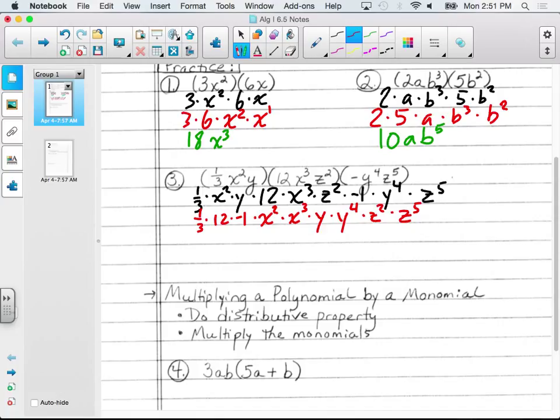So we dropped all our parentheses, put in all our multiplication signs, rearranged it. So now we just multiply everything out. 1/3 times 12 is what? 4. 4 times -1 is -4. X squared times x cubed, x to the 5th power. Y times y to the 4th, y to the 5th. And z squared times z to the 5th, z to the 7th.